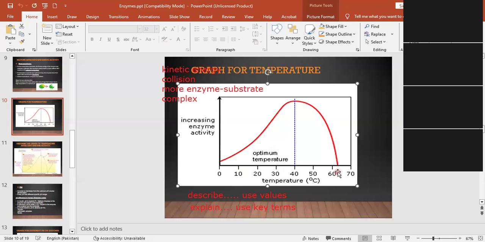Why? Because they do not solve past papers. The best way to understand what the examiner is saying, or how to go into the mind of the examiner, is to solve the past papers. Past papers actually tell you how the examiner thinks and how you are going to be graded. Every topic has key terms. For this topic, the key terms are: increasing kinetic energy, collision, enzyme substrate complex, denaturation, losing of the active site. These are its key points.